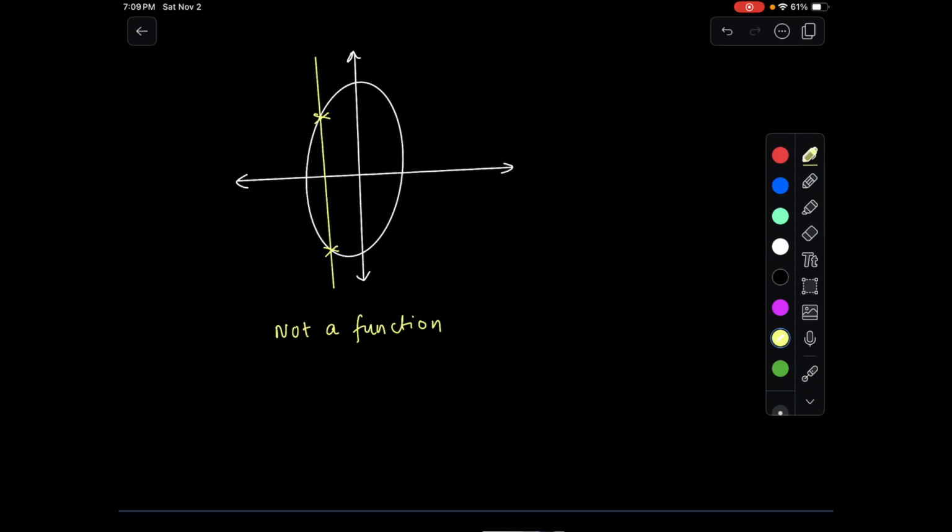That's all for today's tutorial. Understanding the definition of function and the different types of function.